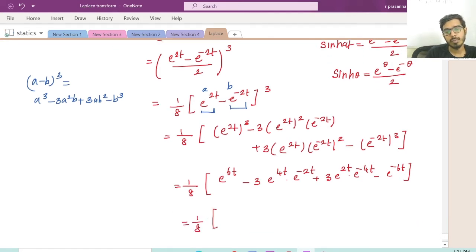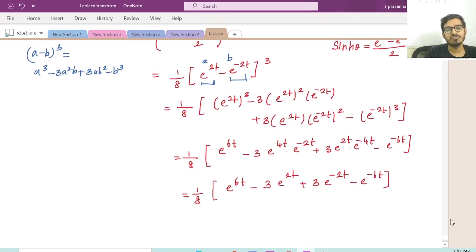So we have 1 by 8 e power 6t minus 3 times. Both are e, right? So therefore I can add the powers. So 4t minus 2t, this will be e power 2t, plus 3 times e power minus 2t, right? Because 2t minus 4t is minus 2t. And this will have e power minus 6t.